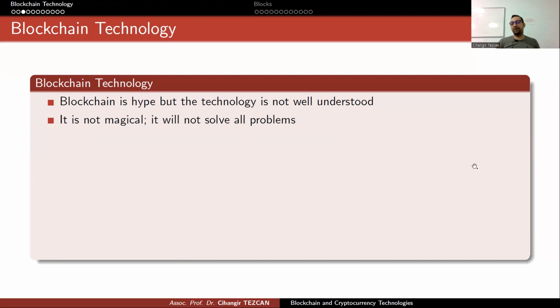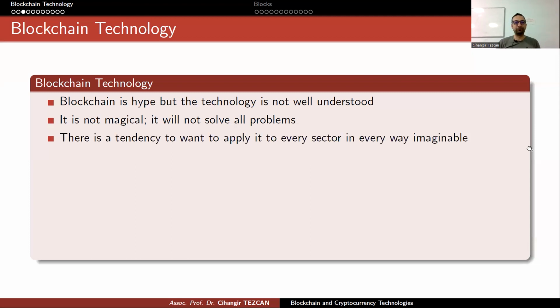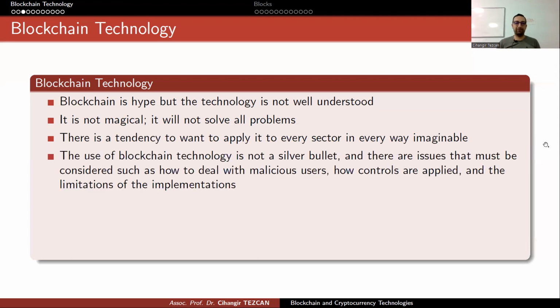And there are many papers saying that we can use blockchain here and there. So if you look at the literature, it looks like blockchain solves all of your problems. But unfortunately, almost all of the academic papers, theses, and projects are redundant or wrong. That is a sad thing to say. But if, for instance, you say that you wrote a master's thesis in this area, most probably it is wrong. I'm sorry. This is the truth. There's a tendency to want to apply it to every sector in every way imaginable. But most of the time, they are either inefficient or redundant or wrong.